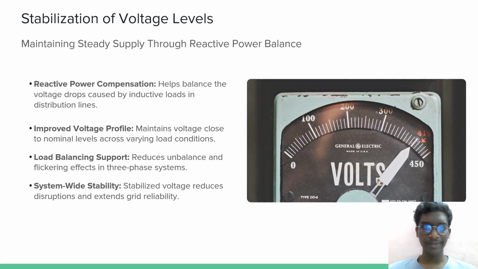Stabilization of voltage level. Reactive power compensation helps balance the voltage drop caused by inductive load in distribution lines. Improved voltage profile. Maintains voltage close to nominal level across varying load conditions. Load balancing support. Reduces unbalance effects in three-phase systems. System-wide stability. Stabilized voltage reduces disruptions and extends grid reliability.